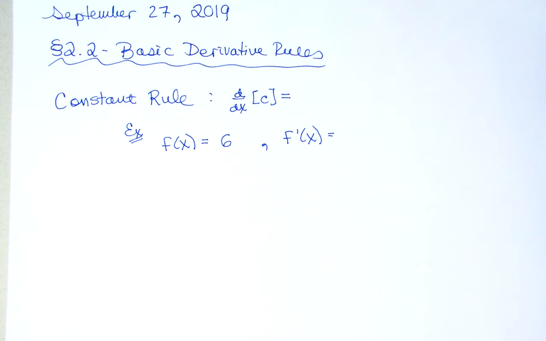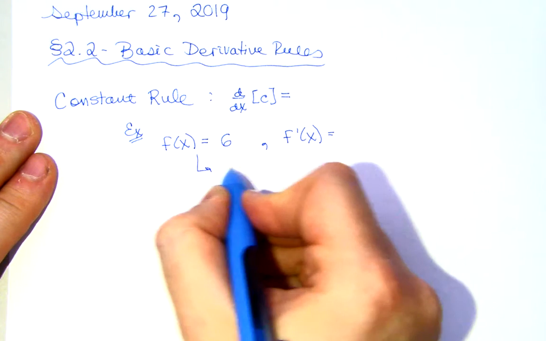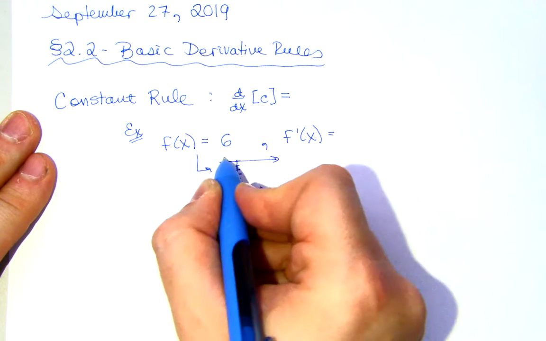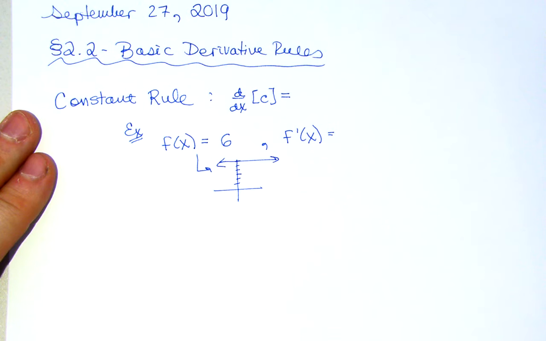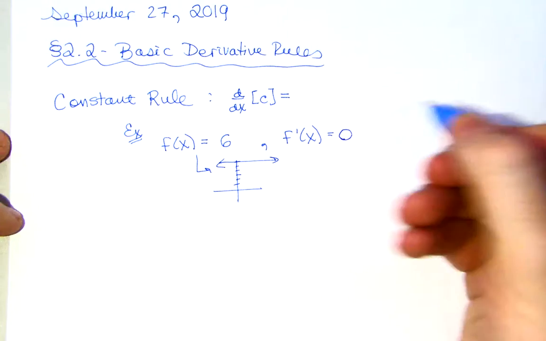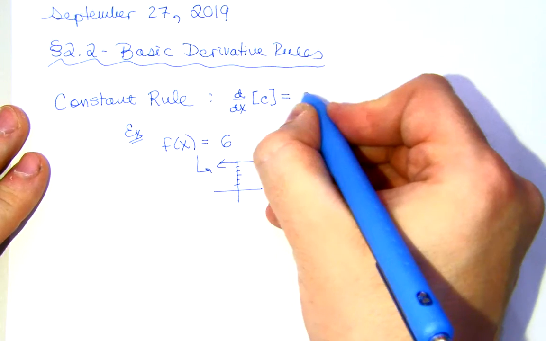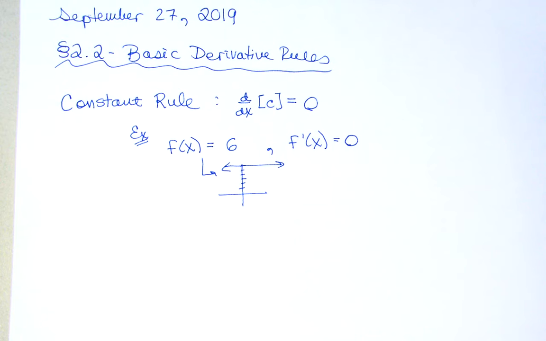What is y equals 6? It's a horizontal line. Right? 1, 2, 3, 4, 5, 6. What's the slope of any horizontal line? 0. Therefore, what's the derivative of any constant going to have to be? 0. Because it's like asking you, what is the slope of y equals that constant? Slope is 0. Okay.